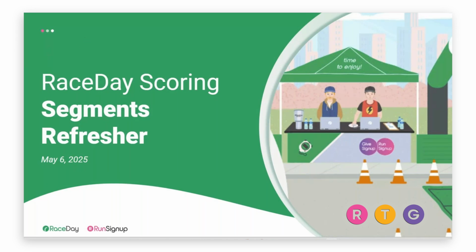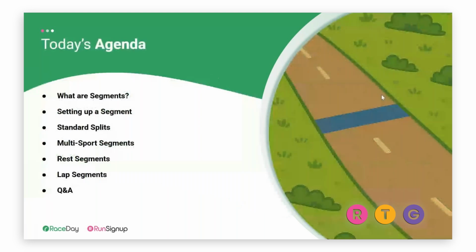Today we're going to be talking about segments. Segments is kind of the next step if you are just learning RaceDay scoring. After the 101 of taking your certification class, doing segments and learning how to set up segments is a really good next step. So today we're going to be walking through the basics of segments, what they are, how to set them up, some more standard examples, and then some more advanced examples. We aren't going to go super deep on the advanced examples, but we will touch on them today.